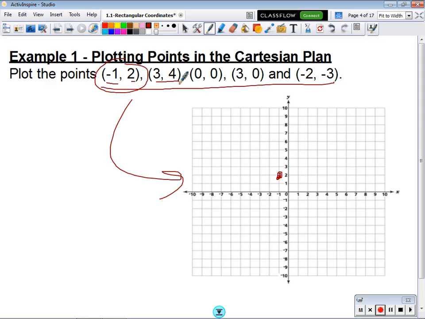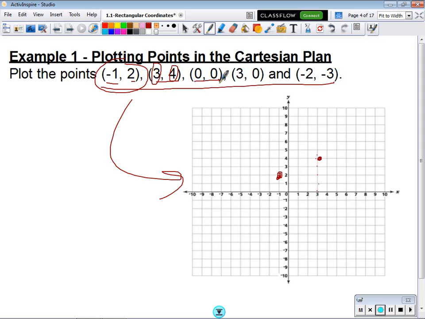Second point I have is (3, 4). So since the first coordinate's positive, I'm going to go to the right 3. So I got 1, 2, 3 there. And then the second coordinate is a positive 4, so that means I'm going to go up 4. 1, 2, 3, 4 there. And that's where my second point's going to go, right about here.